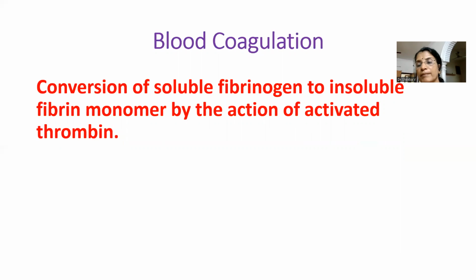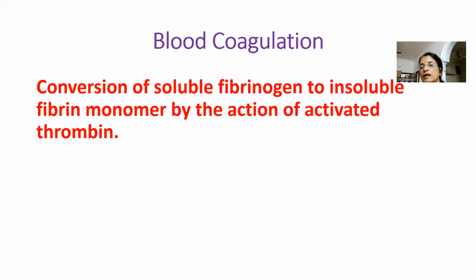Then next we can see the blood coagulation here. Actually, in the platelet plug formation, a temporary hemostatic plug is formed, but here a permanent plug is formed. Blood coagulation. How can we define the blood coagulation? In blood coagulation, the soluble fibrinogen is converted to insoluble fibrin monomer by the action of the activated thrombin.